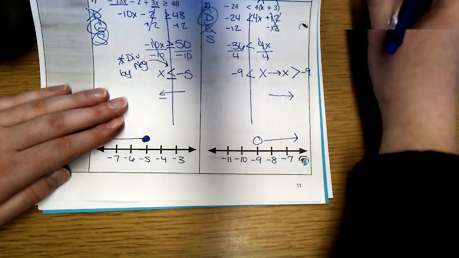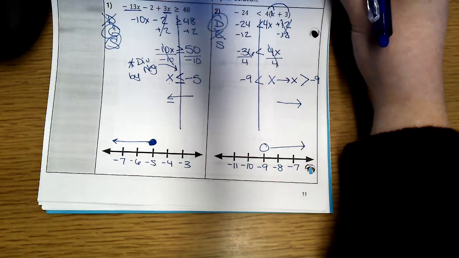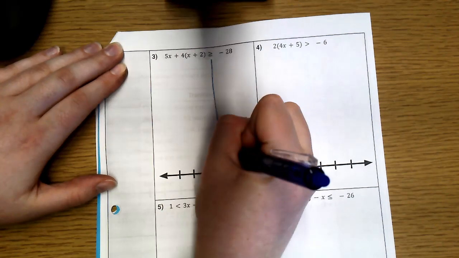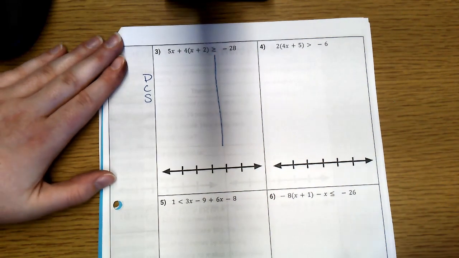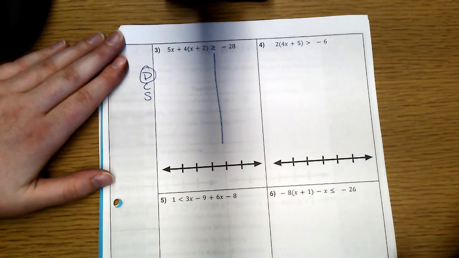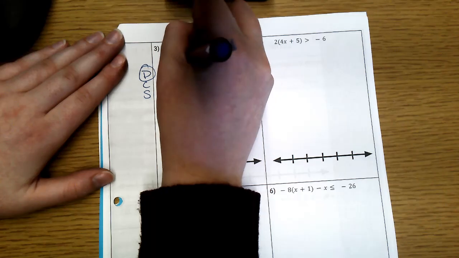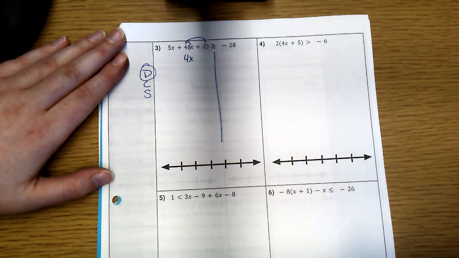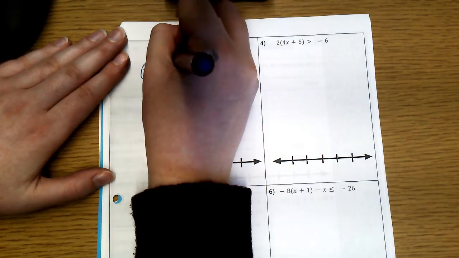Give you a second to finish number 2. We'll go on and look at number 3. Line under the inequality sign. DCS. D stands for distribute. I have parentheses, so I have to distribute. I do 4 times, it's a 1x. 4 times 1x is 4x. I do 4 times 2. 4 times 2 is 8. I bring down the rest of my problem.